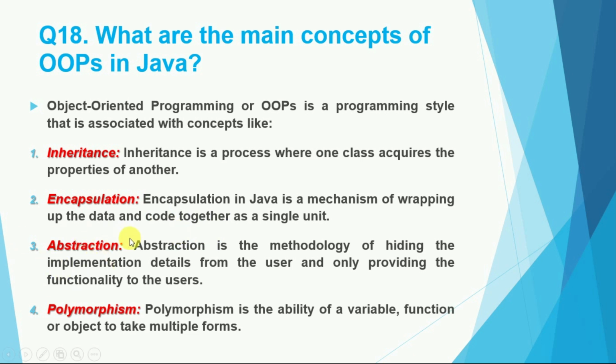If we talk about abstraction, abstraction is a methodology of hiding the implementation details from the user and only providing the functionality. It provides us functionality over whatever data we want to expose and whatever we don't want to expose. So we can use this methodology to hide our implementation details from the user. And polymorphism is the ability of a variable, function, or object to take multiple forms. Don't worry, we will discuss about this later. So you should know the basic definition of all OOPS concepts.